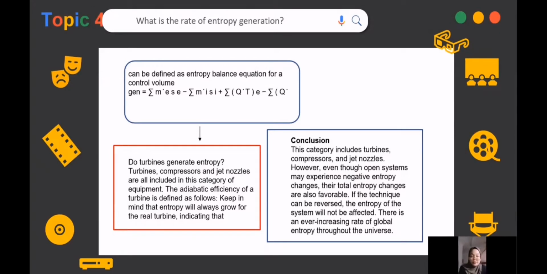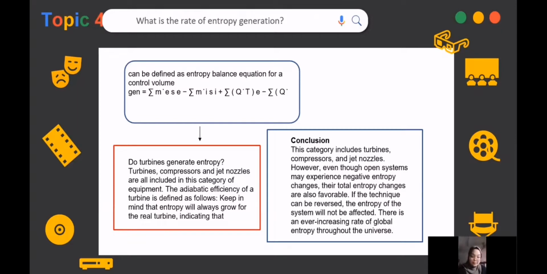Turbine adiabatic efficiency is measured as follows. The first one is for the turbine. The second one is that entropy will constantly increase. The next one: is it possible for the entropy change to be negative?